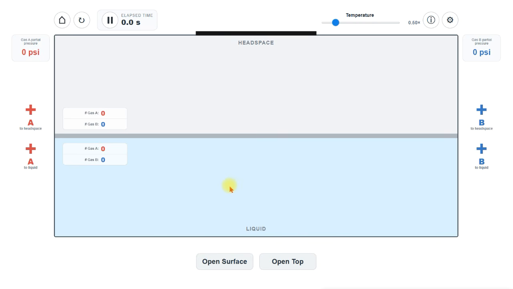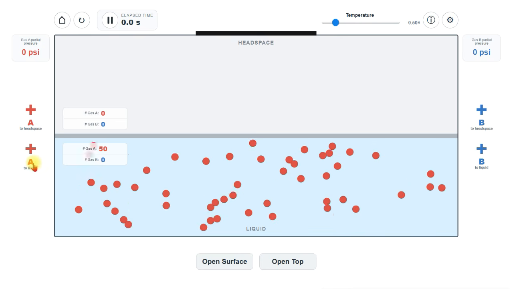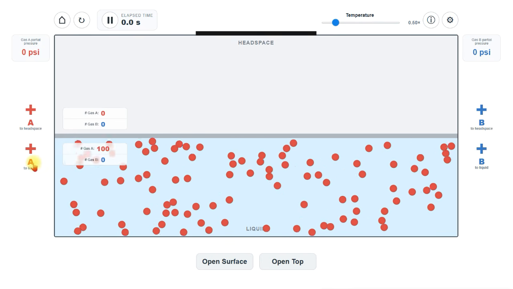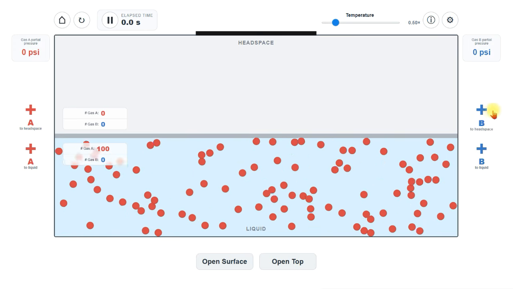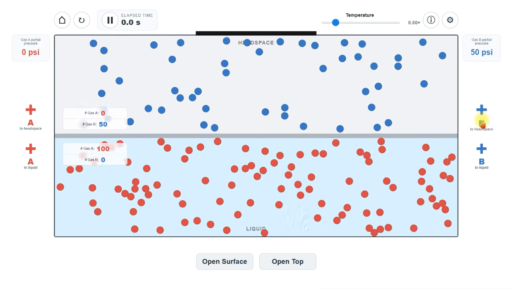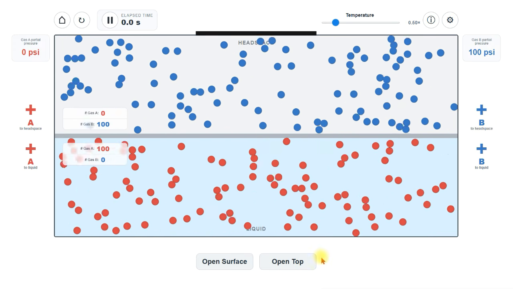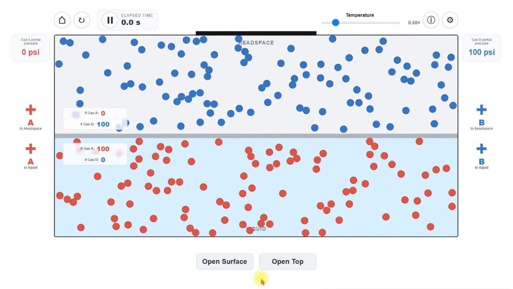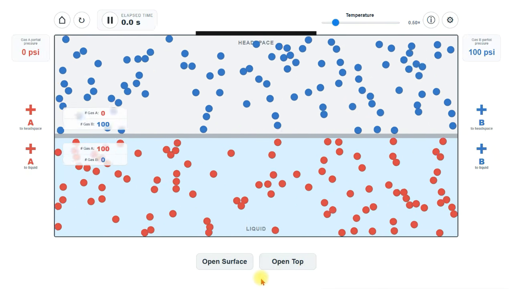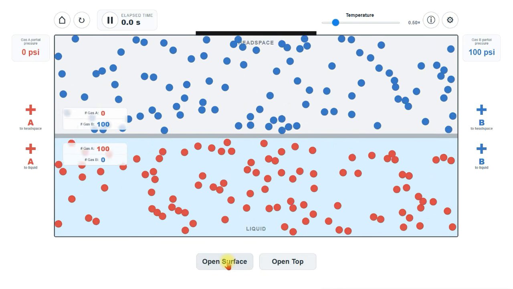So now the question is, is there some other way that we might be able to keep CO₂ in solution? Is there a way we could do it with some other gas? So we're going to try it with gas species B, which I'm going to call argon. So we're going to go back and do the same thing. We're going to add our 100 molecules of CO₂ to the liquid. Now I'm going to add 100 molecules of argon to the headspace. And let's see if the argon will actually, quote, keep the CO₂ in solution. Let's open up the surface and see.